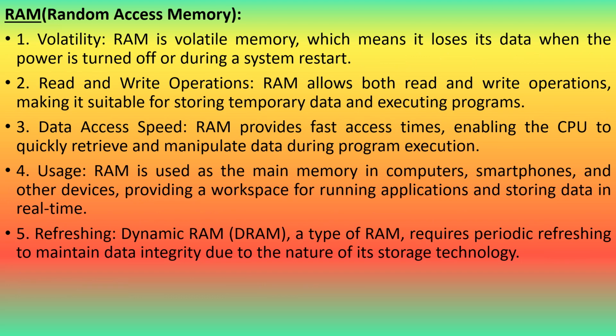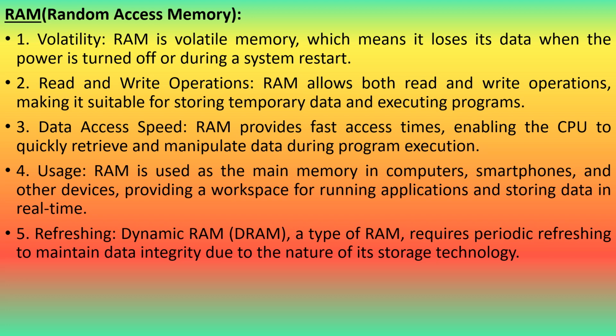RAM. Volatility. RAM is volatile memory, which means it loses its data when the power is turned off or during a system restart. Read and write operations. RAM allows both read and write operations, making it suitable for storing temporary data and executing programs. Data access speed. RAM provides fast access times, enabling the CPU to quickly retrieve and manipulate data during program execution.